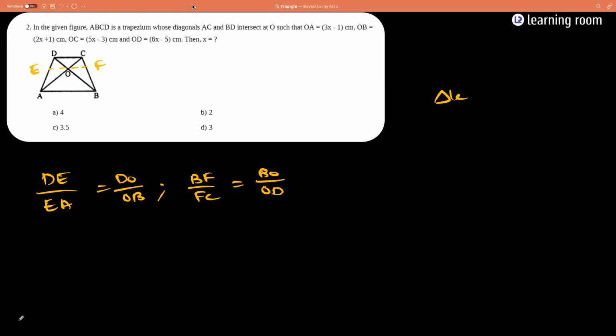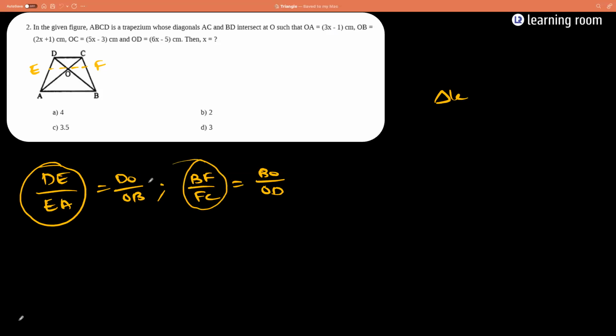What is the answer, guys? Sir, we need not take what you said, sir. We just need to take CO by OA is equal to CF by FB. And then DO by OB is equal to CF by FB again. So CO by OA is equal to DO by OB. So we don't need DE by EA because they have not given it at all. Similarly, BF by FC is also not needed.